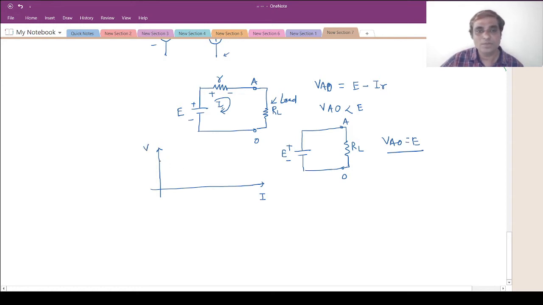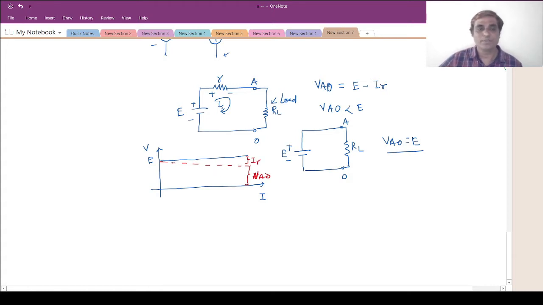So in an ideal voltage source, what will we get? We will get a constant voltage, which will be the value of E. But in a practical voltage source, the condition will not be the same. There will be some drop across the internal resistance like this, and the output voltage will be this much. This much will be your VAO, and this will be your drop across the internal resistance.